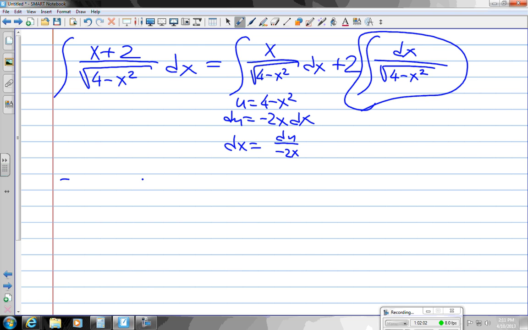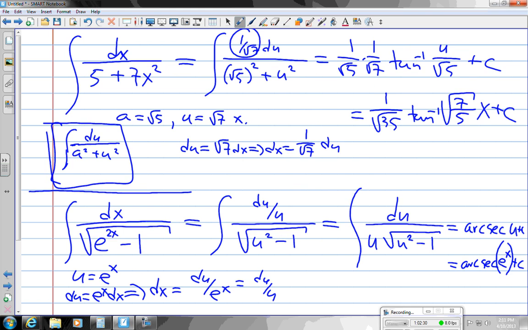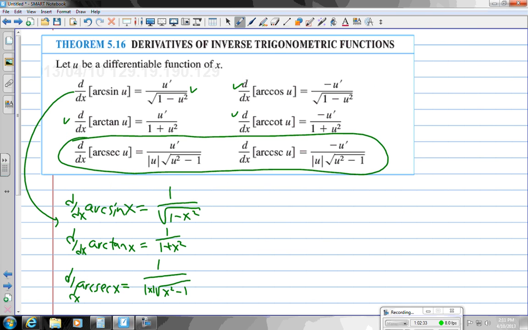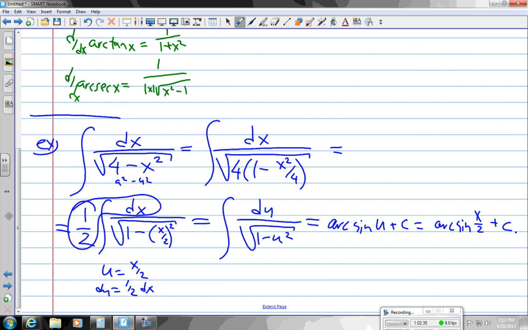So if I make the substitution, x over the square root of u, and then du over negative 2x, plus 2 times arcsine of x over 2, because we already did that one. Right, we did that second integral earlier. Okay, I mean, it's right here.